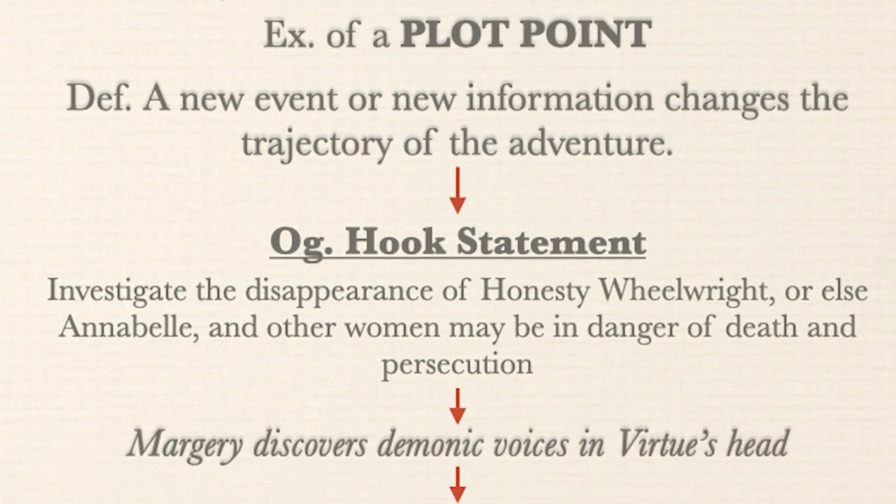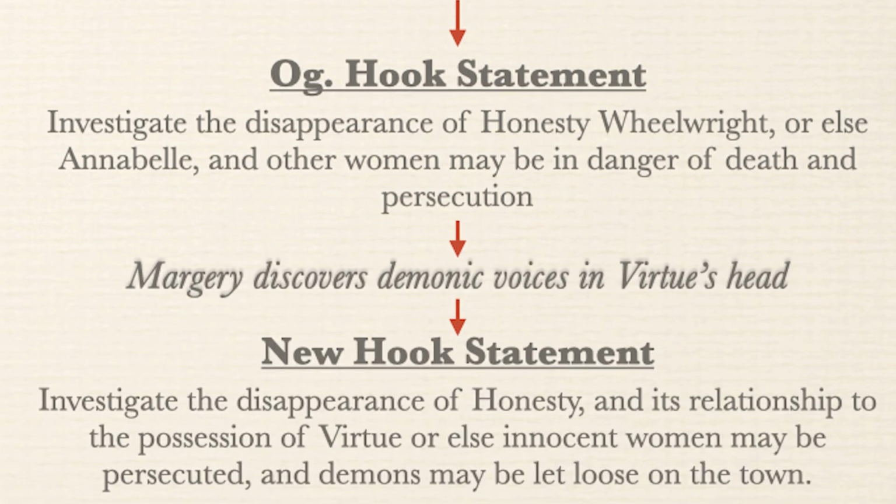But with the discovery of demonic voices inside Virtue's head, the hook statement may become: investigate the disappearance of Honesty and its relationship to the possession of Virtue, or else innocent women may be persecuted and demons may be let loose on the town. So now in this particular instance, the party has two kind of related objectives, one involving the disappearance of Honesty, the other involving the possession of Virtue.